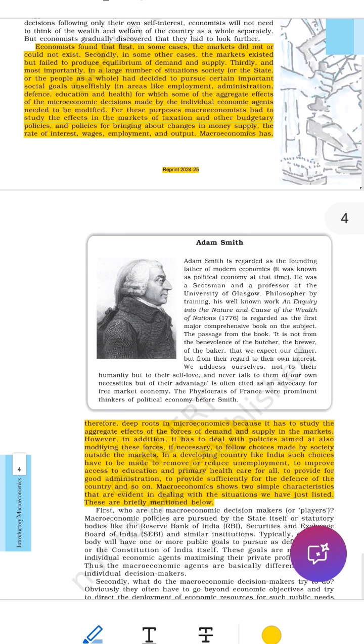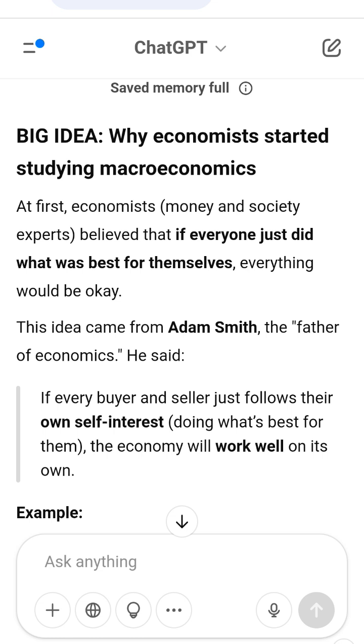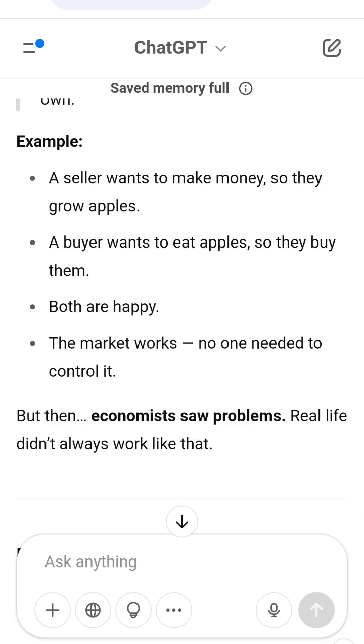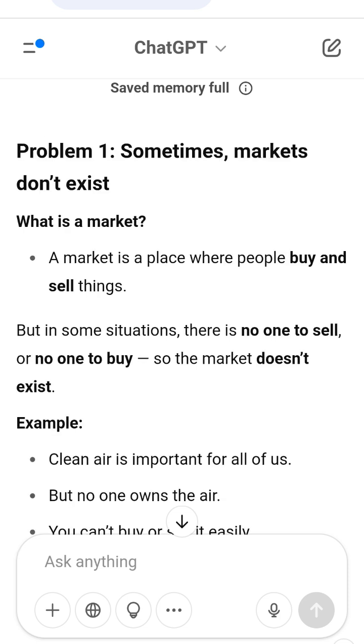2. But economists found problems in real life. Economists later realized that the real world doesn't always work like that. They saw 3 major problems. Problem 1: No market exists for some important things. Sometimes there's nothing to buy or sell, but those things are still very important. Example, clean air. Nobody owns it, so there's no market for it, but we still need it. The government must step in to protect it.